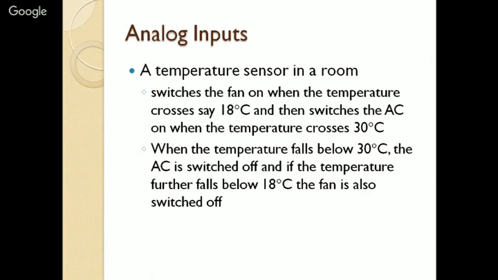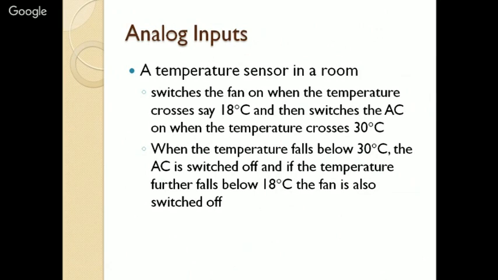If the temperature falls below 30 degrees centigrade, the AC is switched off, and if the temperature further falls below 18 degrees centigrade, the fan is also switched off. So that means there is a temperature sensor in a room which is continuously monitoring the room temperature. So it's an analog sensor.